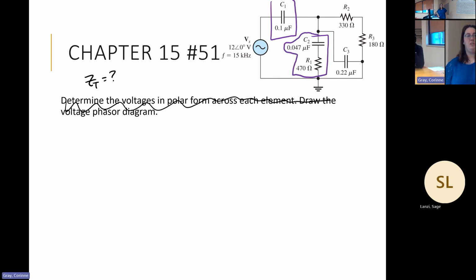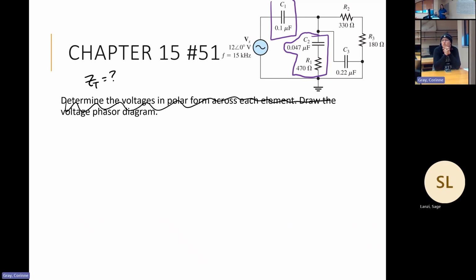Weird shaped box, but I don't want to cut off the numbers. So for C3, is it in series with anything? No, it's in parallel with R2 and R3. So it's in parallel with R2 and R3. Yes. So we have a choice.